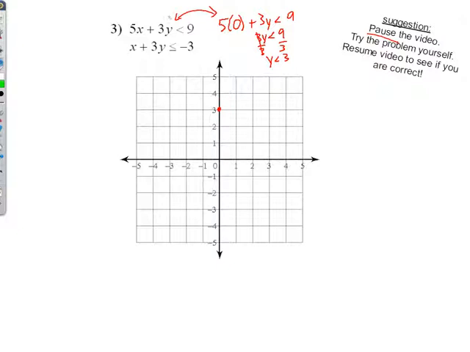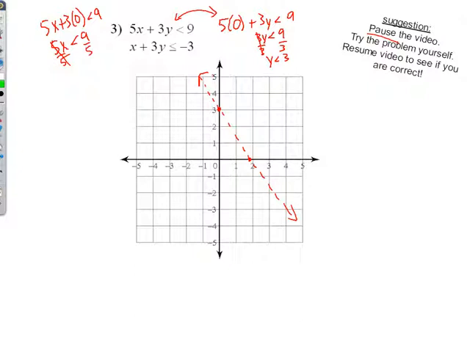Likewise, if I put a 0 in for y, 5x plus 3y, I'll find the x-intercept. So 5x less than or equal to 9. I divide by 5. This is the part I don't like about this. 9/5. Okay, so that's a little bit less than 2. It's 1 4/5 or 1.8. So the x-intercept is at a little bit less than that. I don't get exact, I don't know. You decide. So there's the line.